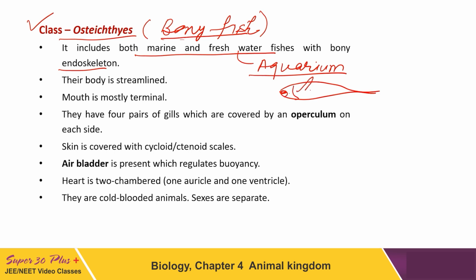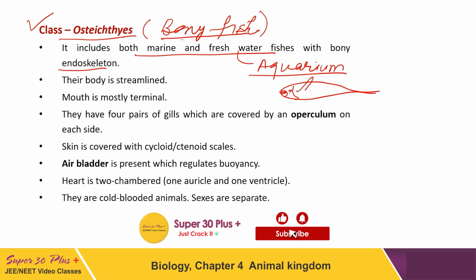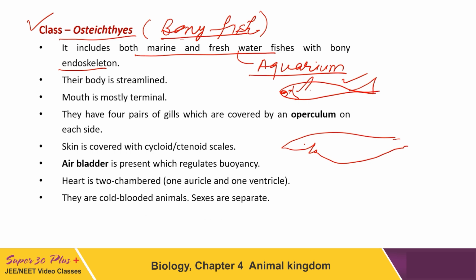This is the mouth here, this is the eye. Which one is the aquarium fish? This is the aquarium fish, meaning this is Osteichthyes. This is the mouth. Here, in the cartilaginous fish, the mouth is ventral. The body is streamlined.